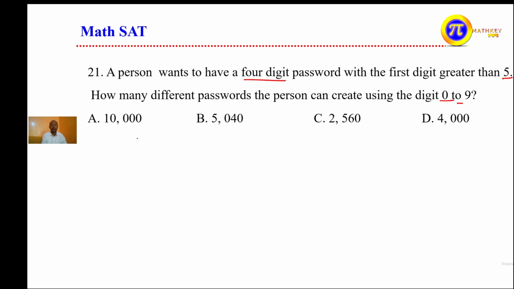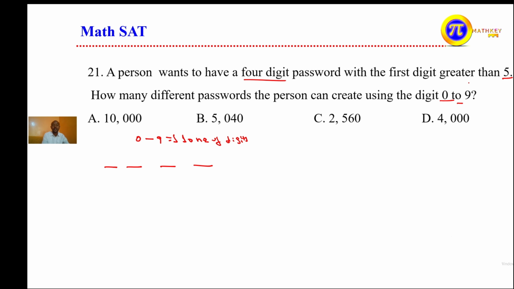What is the number of digits we have? 0 to 9 is a total of 10 digits. It is a 4-digit password, so this is the first one, this is the second, this is the third, and this is the fourth we can take.